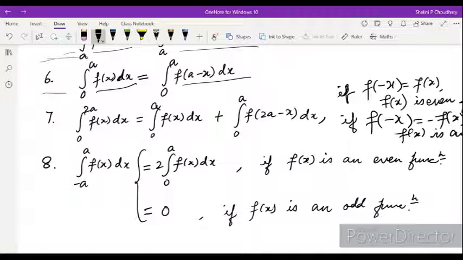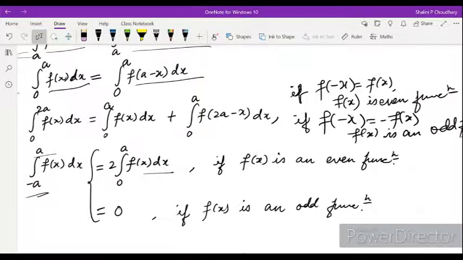Property 8: the integral of f(x) dx when the interval is minus a to a. In that case, you'll get 2 times the integral from 0 to a of f(x) dx if f(x) is an even function. It means what?